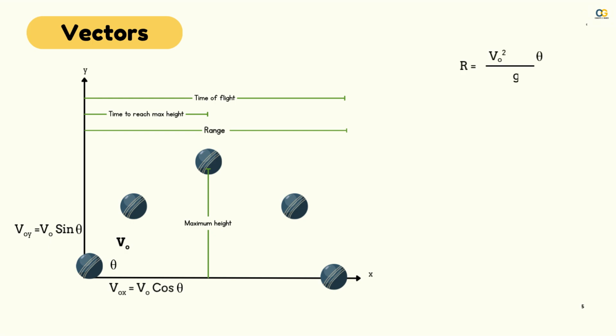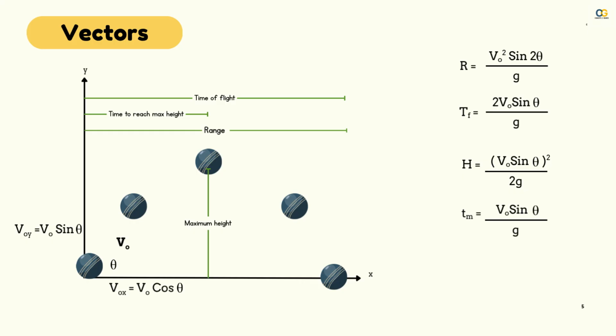The range is given by v0 square sin 2 theta by g. The total time of flight is given by 2 v0 sin theta by g, and maximum height is given by v0 sin theta whole square by 2g. The time to reach maximum height is given by v0 sin theta by g.